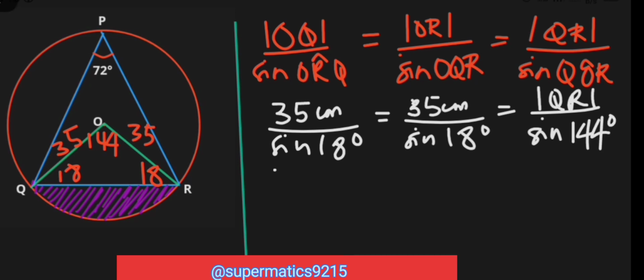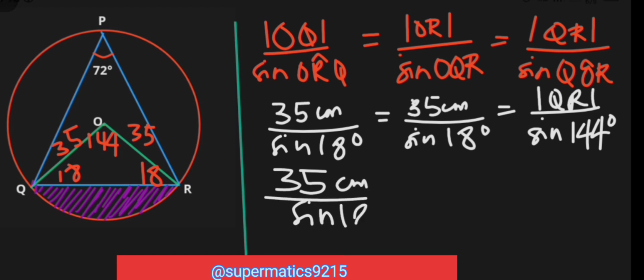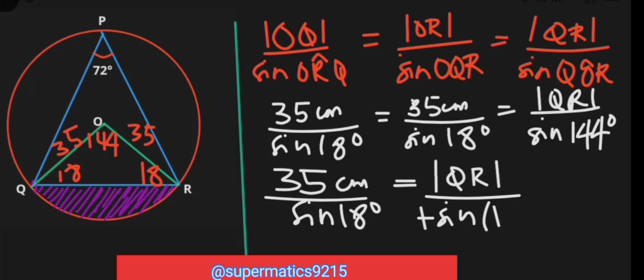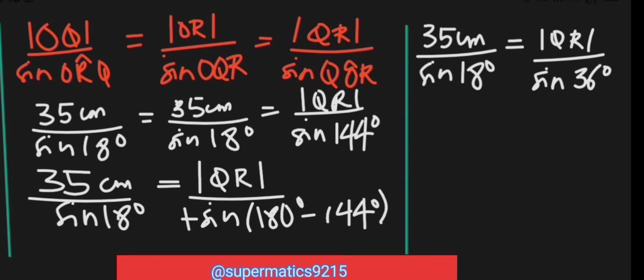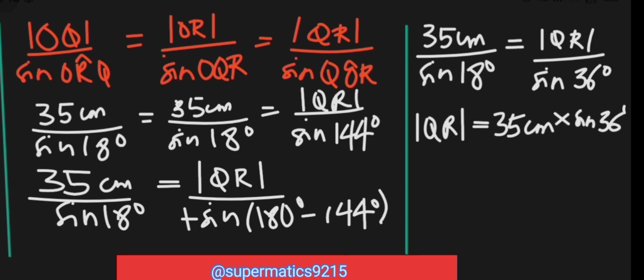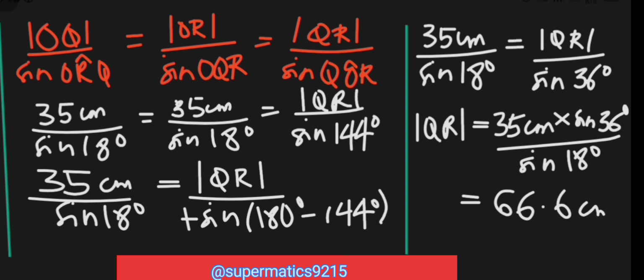We just take any one of 35 centimeters over sine 18 and equate it to QR over sine 144. But the sine of 144, being in the second quadrant, is positive, so that is written as plus sine of 180 minus 144 degrees. This is 35 centimeters over sine 18 degrees being equal to QR, the side we want to find, over sine 36 degrees. When we cross multiply and divide both sides by sine 18, we have the side QR equal to 35 centimeters times sine 36 degrees over sine 18 degrees. You can pick up your calculator to punch these values and find that to three significant figures, QR is 66.6 centimeters.